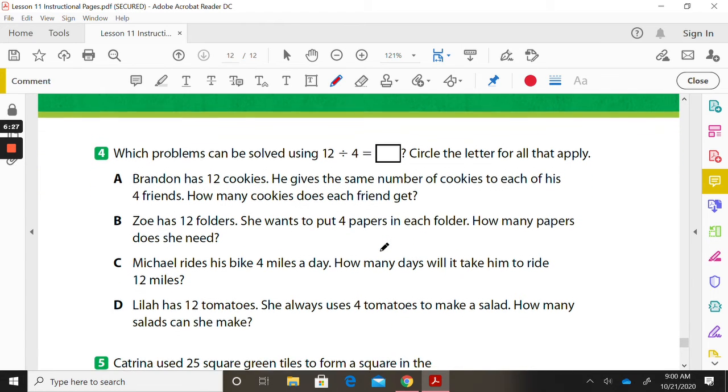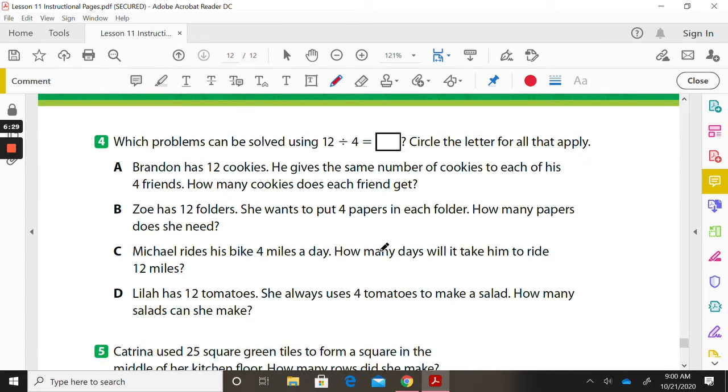Which problems can be solved using 12 divided by 4? Circle the letter for all that apply. So we have to find more than one answer here. It's not going to be just one answer for all that apply. Let's read each one and evaluate each statement.